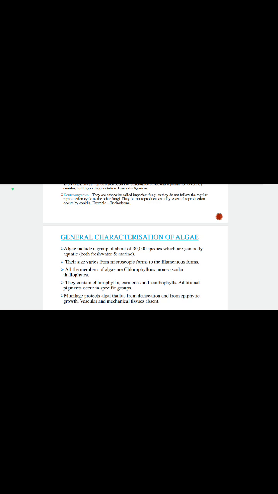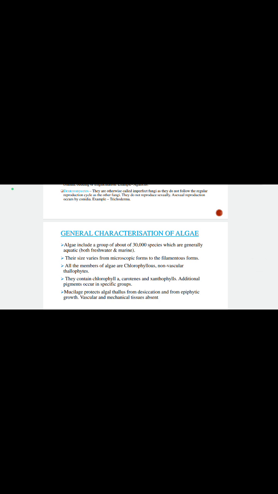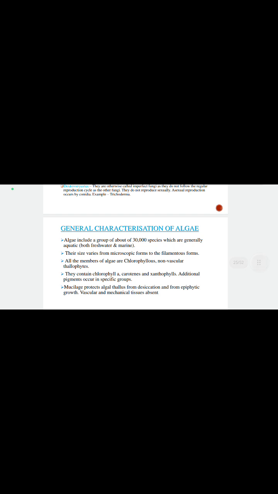That means they are not truly plants but plant-like organisms. And thalloid means they have a plant body that is not differentiated into stem, leaves and roots. Then all the members of algae are chlorophyllous. They contain pigments such as chlorophyll A, carotenes, xanthophylls. Additional pigments occur in specific groups. Mucilage protects the algal thallus from desiccation and from epiphytic growth. Vascular and mechanical tissues are absent.